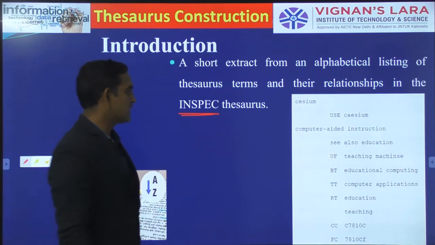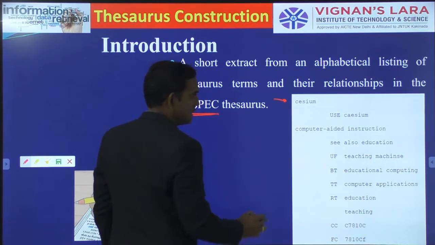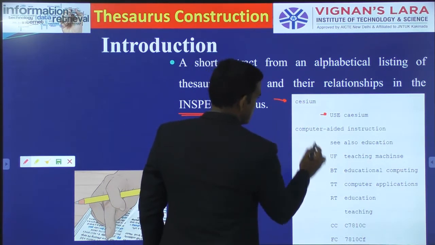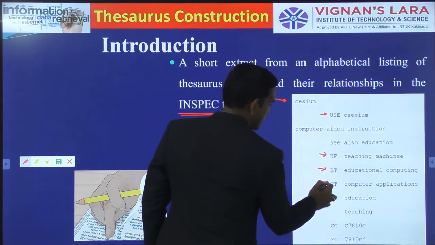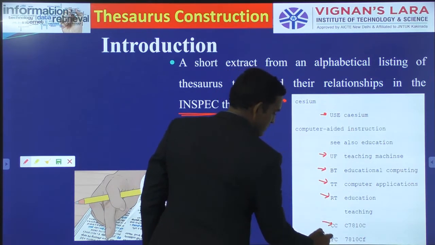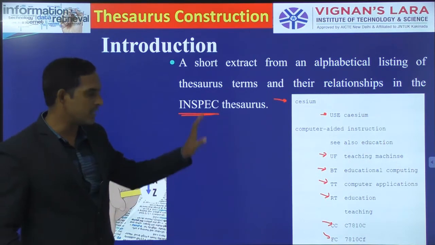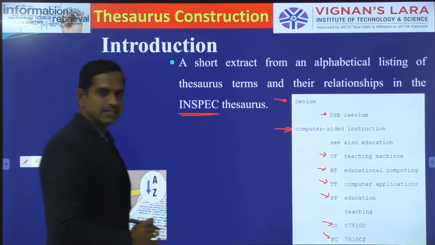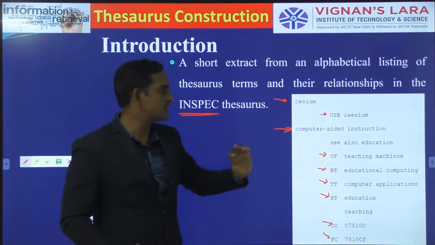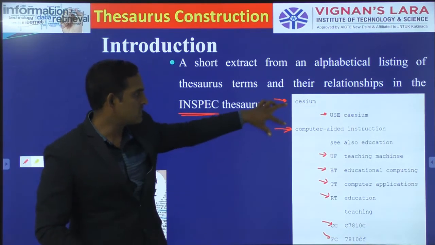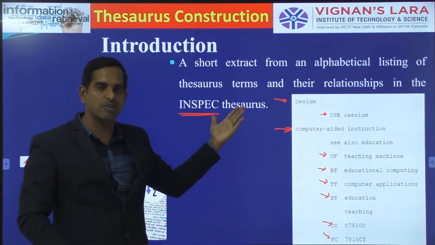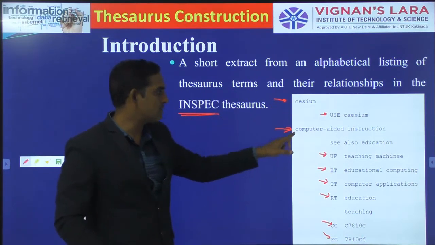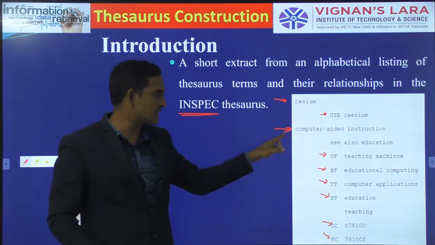It contains a word and some terms, that is USE, UF, BT, TT, RT, CC, FC. These are various terms related to the words. You have one more term here, computer aided instruction, and you have the word cesium. So these two are words which are part of your Inspect system.